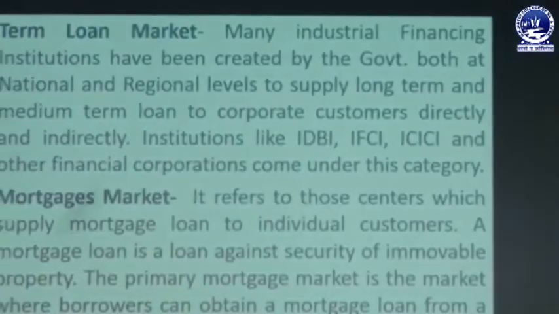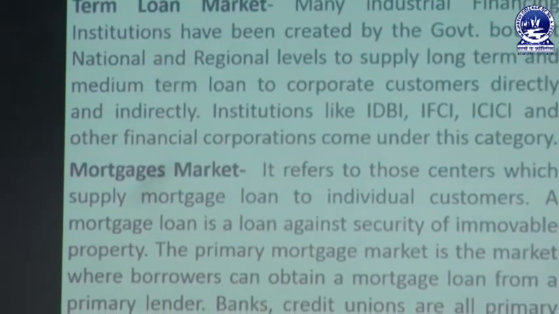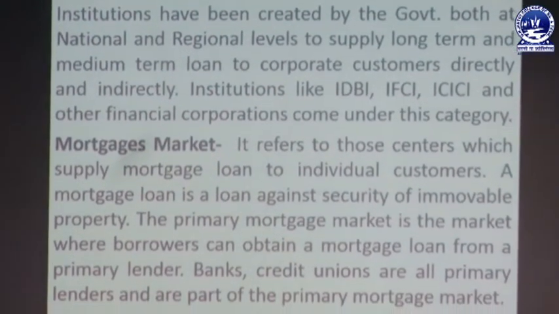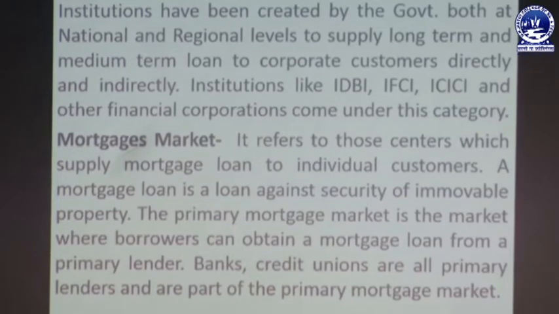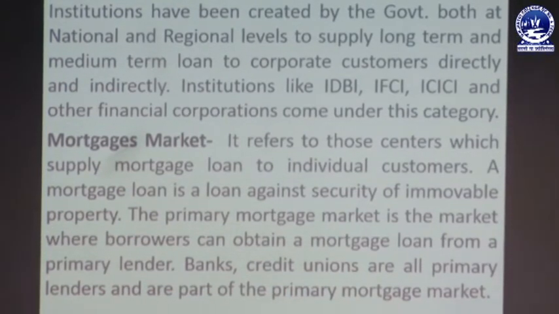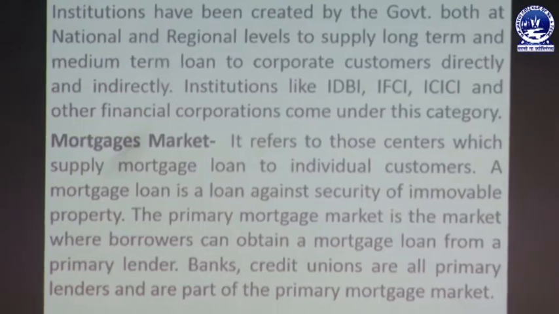They are having that priority to provide loan to the corporate customer generally for a long term period. Next one is mortgage market. It refers to those centers which supply mortgage loan to individual customer. So here loan is provided to the customer by taking mortgage from them. A mortgage loan is a loan against a security of immovable property. So here basically it is taken as security, and security is in the form of an immovable property.